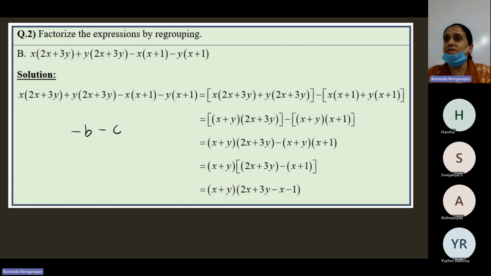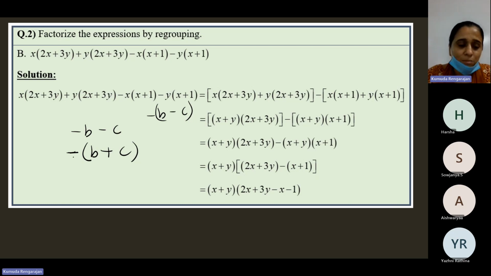Minus B minus C. Now, minus in the bracket: minus into B is minus B, minus into plus is minus C. So when you have minus B minus C, you cannot simply put a bracket like this. You will change the meaning of the expression. So when you take out this minus and want to insert a bracket, it is minus into B, minus into plus minus C.